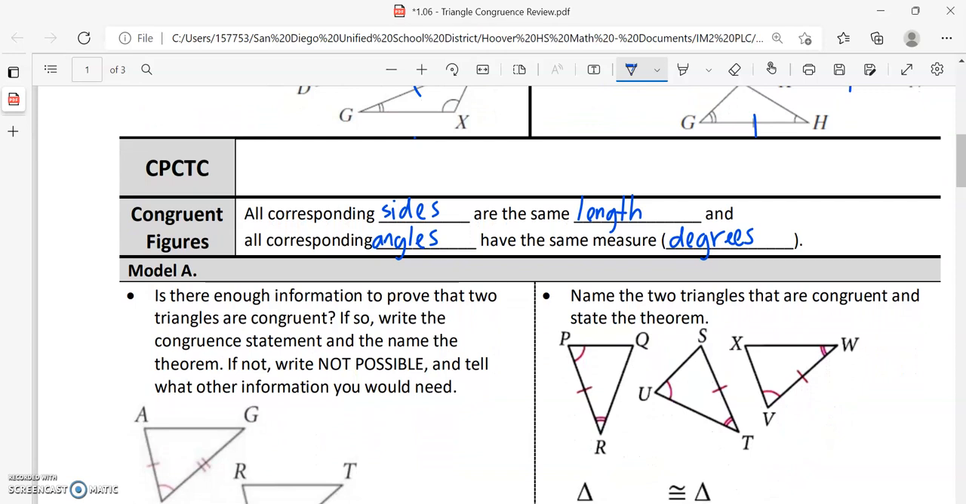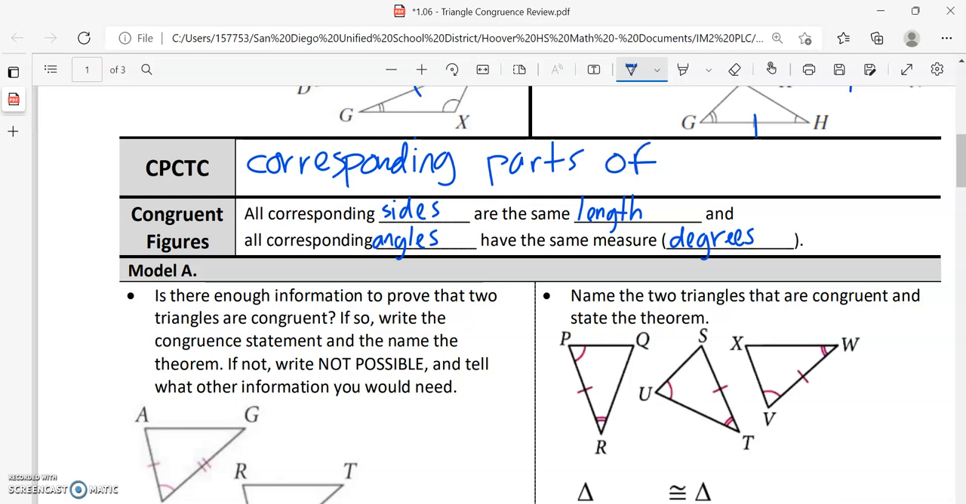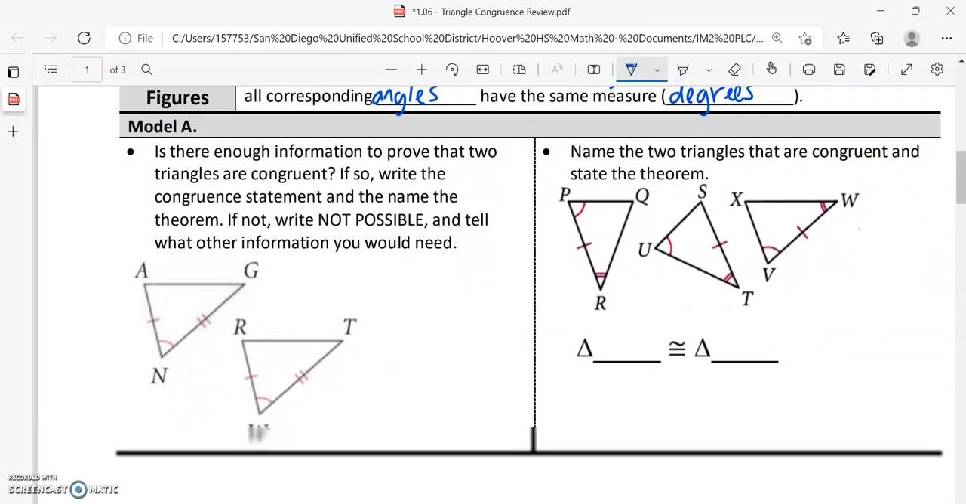CPCTC, that is corresponding parts of congruent triangles are congruent. What that's saying is that once you have proved that two triangles are in fact the same, every other part of those two triangles is also the same. So other sides or other angles.